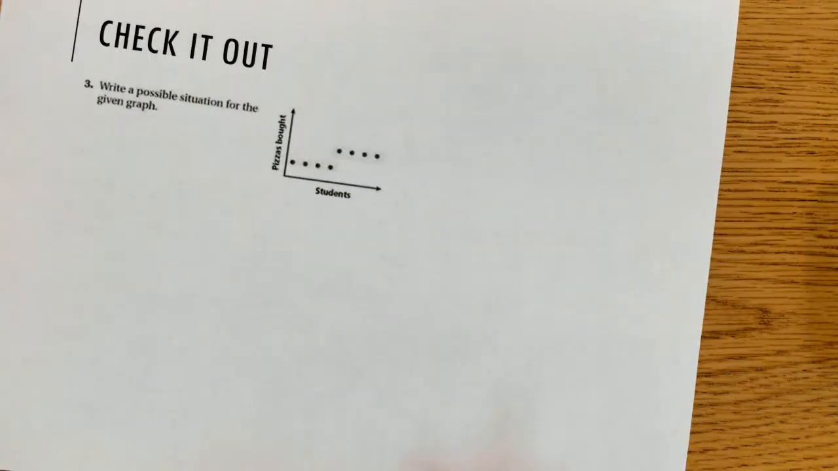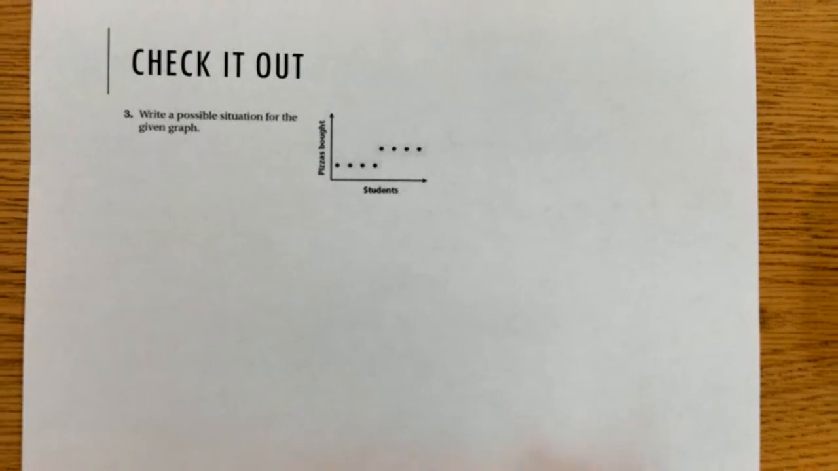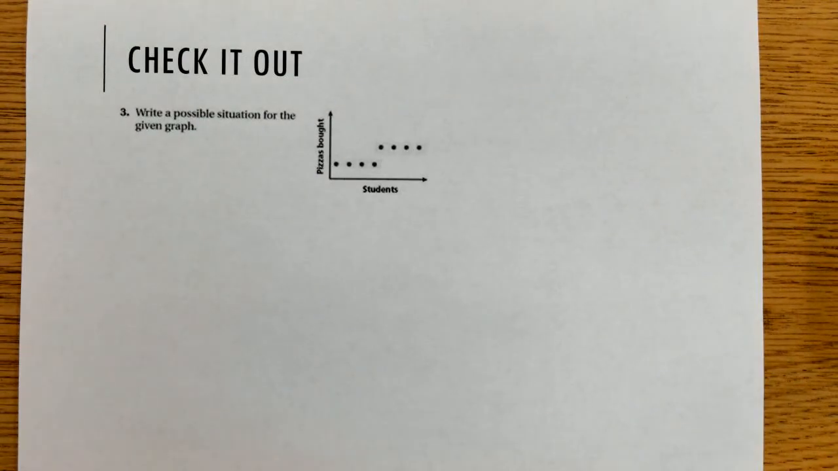There is a check it out problem for you to try. So it says write a possible situation for the given graph. So go ahead, take a moment, pause the video, and try this one on your own. Again, there could be many different possible answers for this problem.